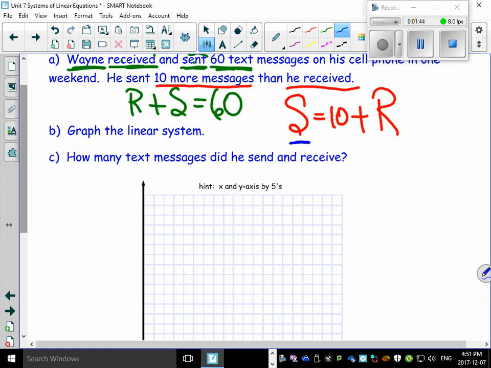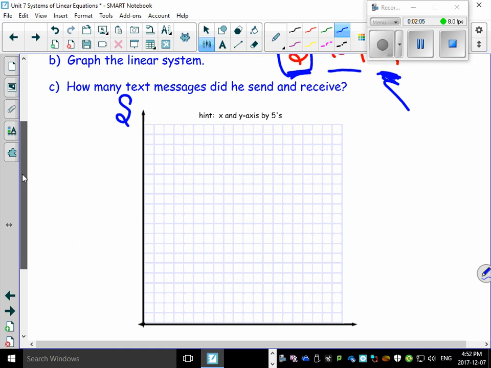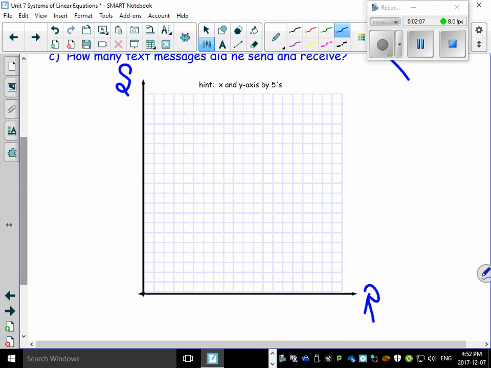Well, look, this is already set up. It's y equals mx plus b right there. So you know what? I would say that my S here would be my y-axis right there. That's my y equals mx plus b right there. So that must mean that my R has to be my x-axis. Okay, so I'm going to label that right down here. There's my R.